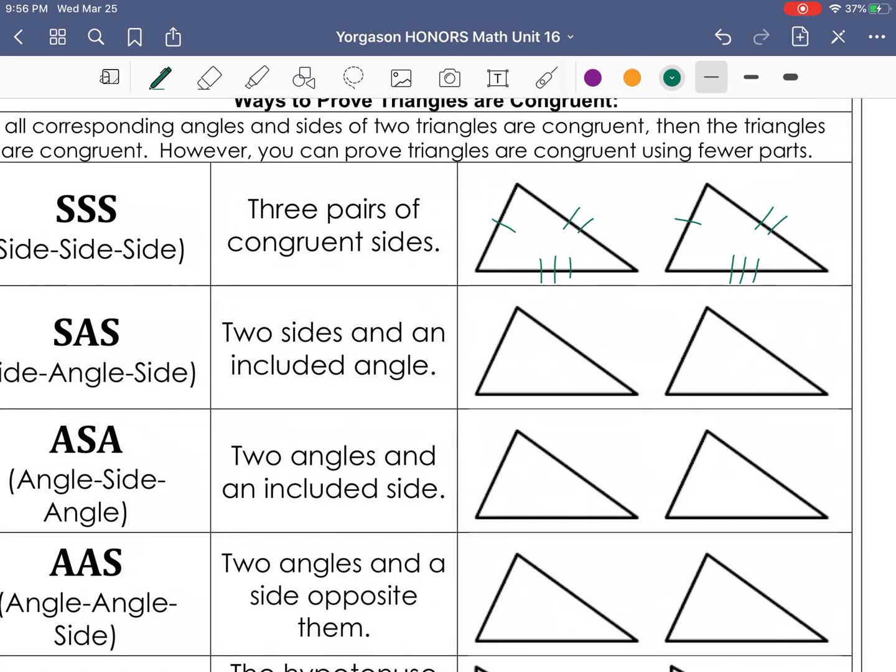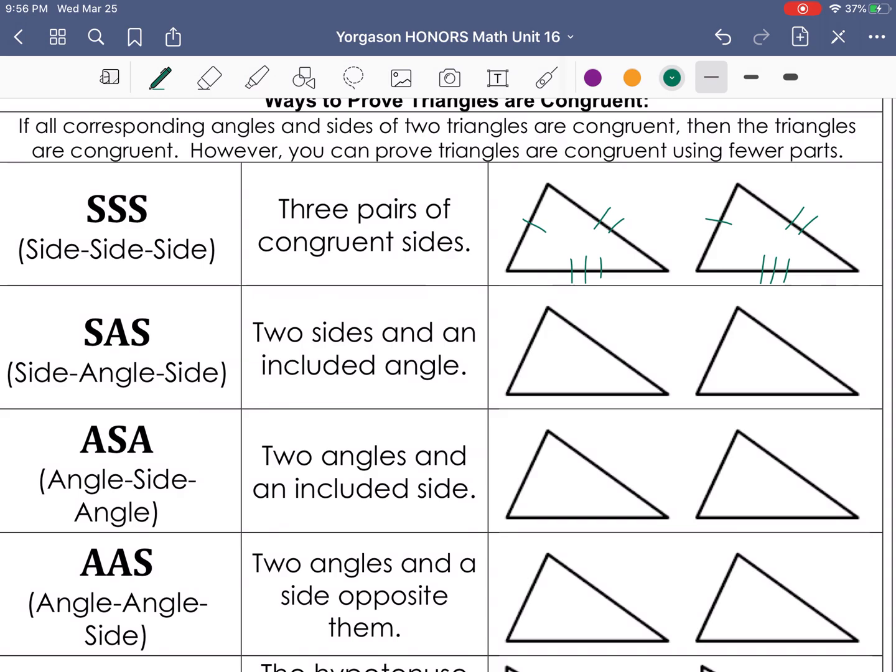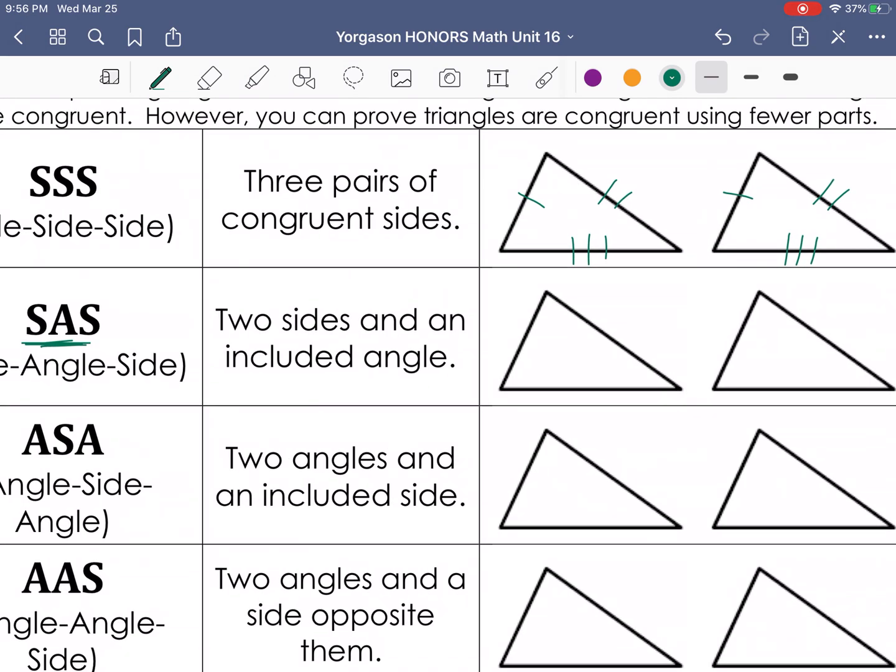Then we have side, angle, side. And the order of these letters matters. The angle that they're talking about has to be between the two sides that we know are congruent. So we can head from either direction and we get side, angle, side.